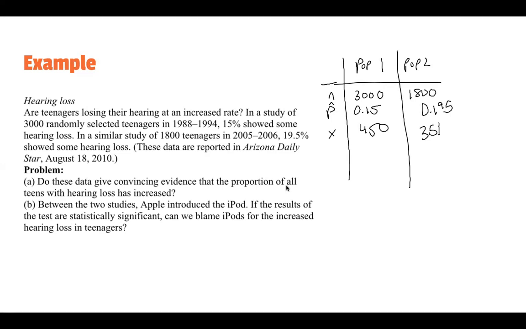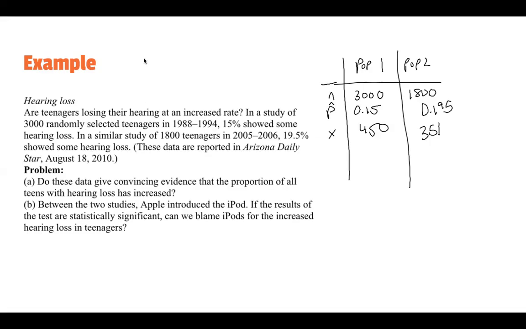But since it's just a brief example, I'm going to use the calculator, 2 prop z test, not 2 sample z test. I have to reiterate that. The number of successes 1 is 450, and N1 is 3,000. Number of successes 2 is 351, and N2 is 1,800. Now, what's our alternative hypothesis going to be? You would already have written this down in your response. We didn't do that here because we're not writing a full response. I'm just showing you the process of what you should do.